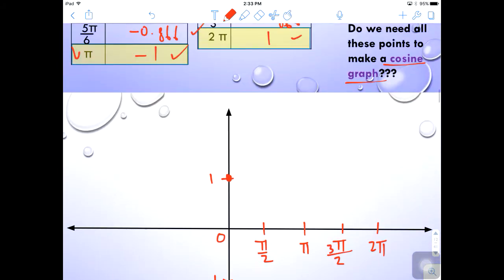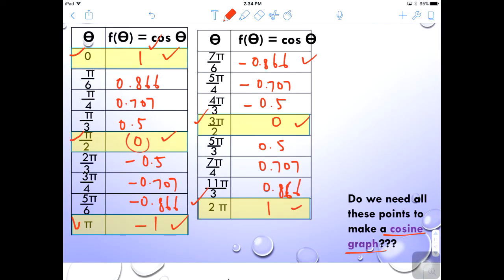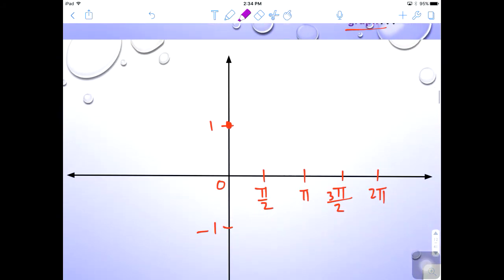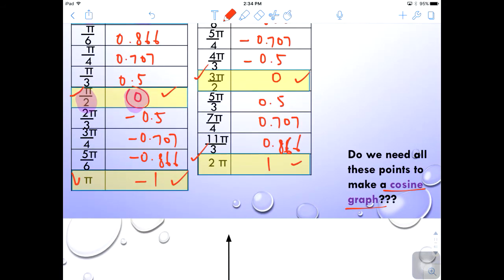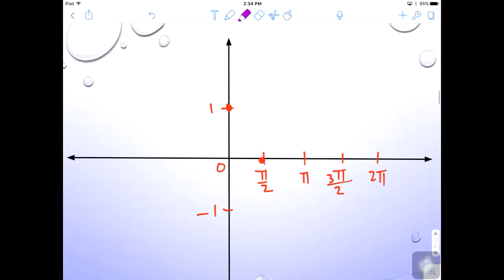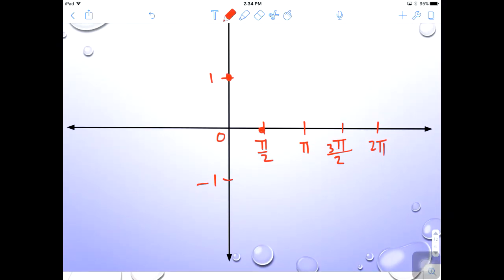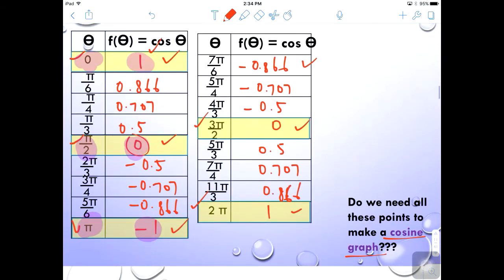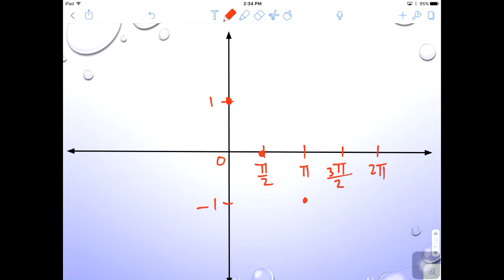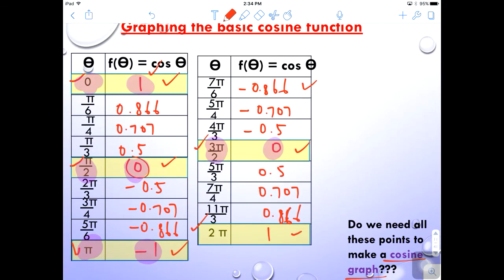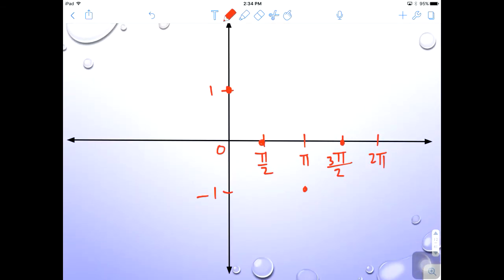Let's take a look at what the graph of the cosine looks like. At 0, 1, and then pi over 2 is going to be 0. And then at pi it is going to be -1. So we have pi, -1. And then the next one is 3 pi over 2, 0. So at 3 pi over 2, it is 0. And finally, 2 pi is going to be at 1. So those are the 5 key points. So we're back at 1 over here.